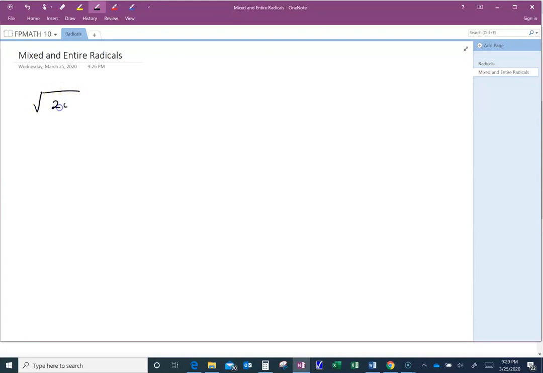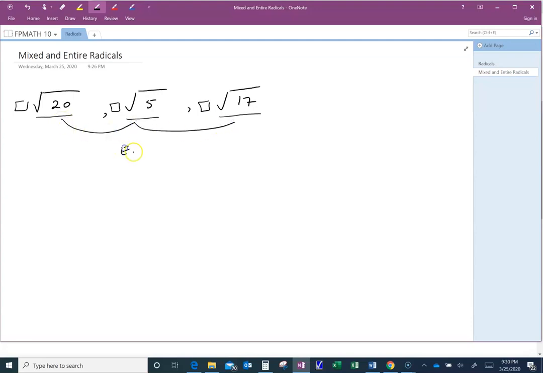square root of 20 or square root of 5 or square root of 17, notice that there are no numbers in front of them except 1, and because these are written on their own without any number in front, or the coefficient, as we can call it, then all of these are called entire radicals.